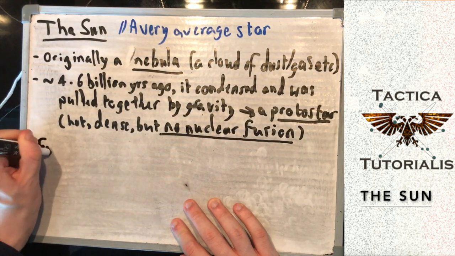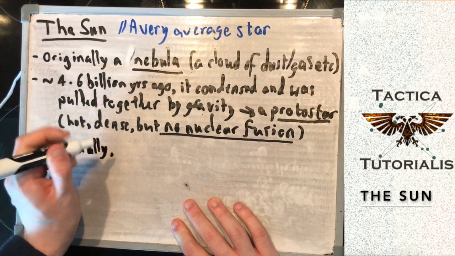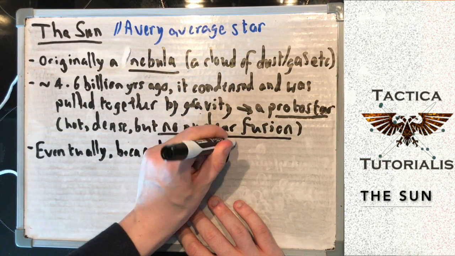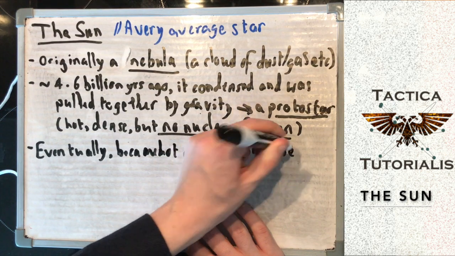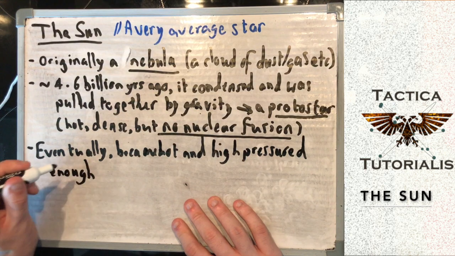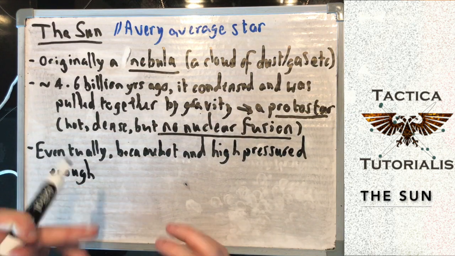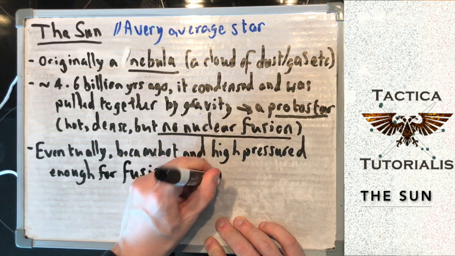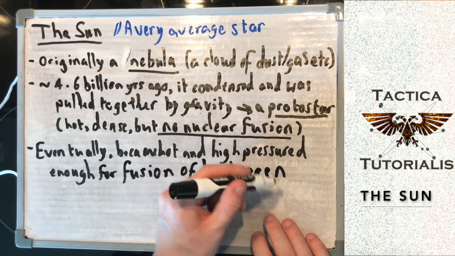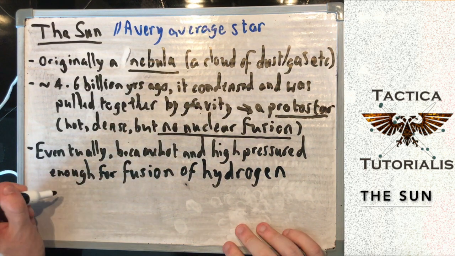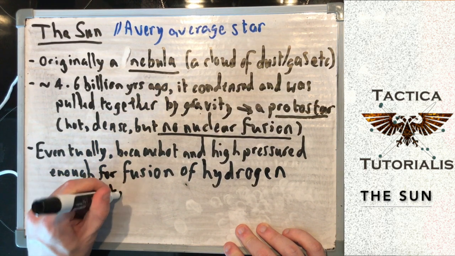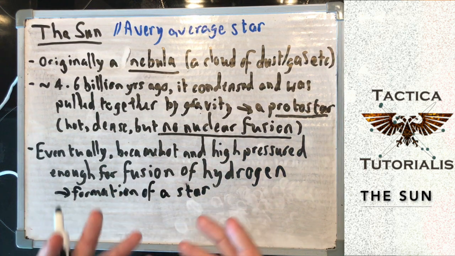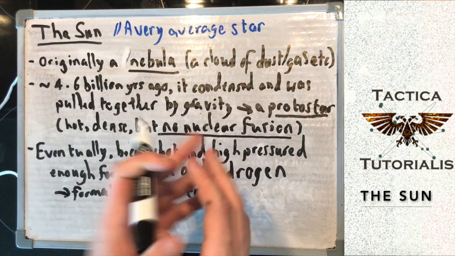Eventually, and I don't want to put an exact number on this because I'll get it wrong, the protostar became hot enough and had a high enough pressure for fusion of hydrogen, because that is the lightest element, the easiest element to fuse together, leading to the formation of a star. The protostar now had its nuclear reactor going, if you like, and so it was able to do nuclear fusion reactions, meaning it was no longer a protostar.